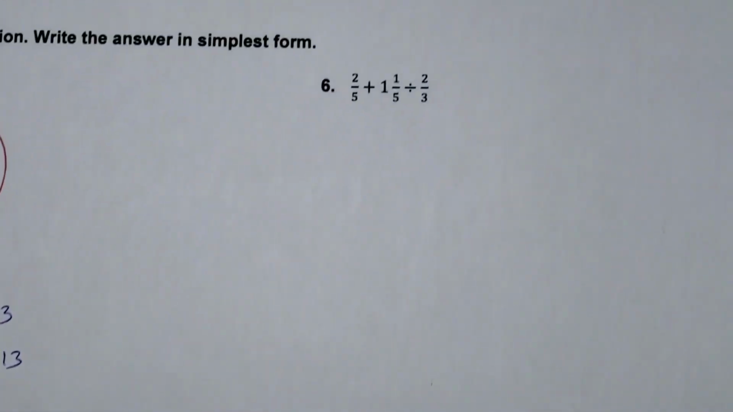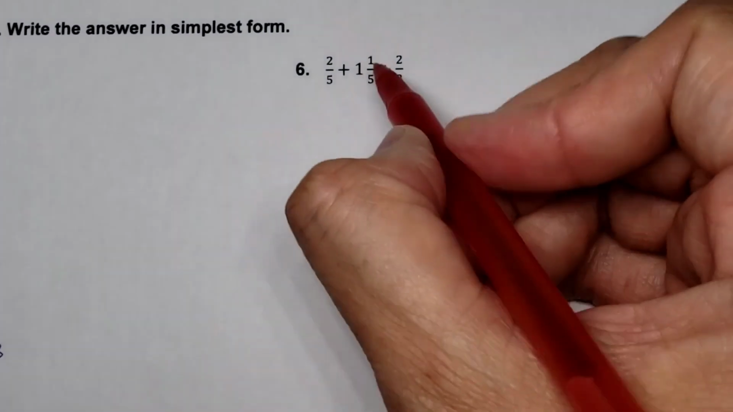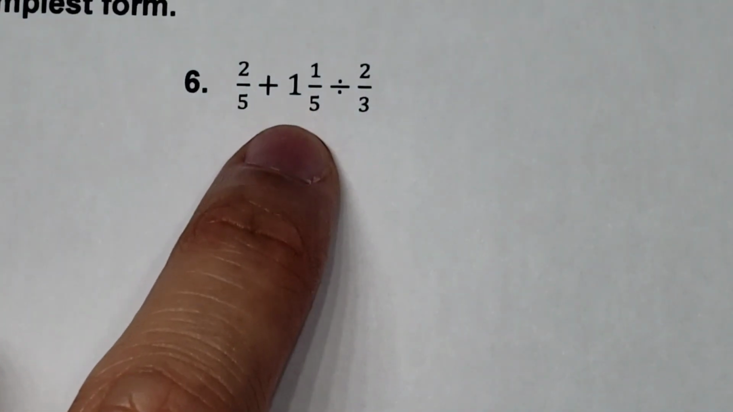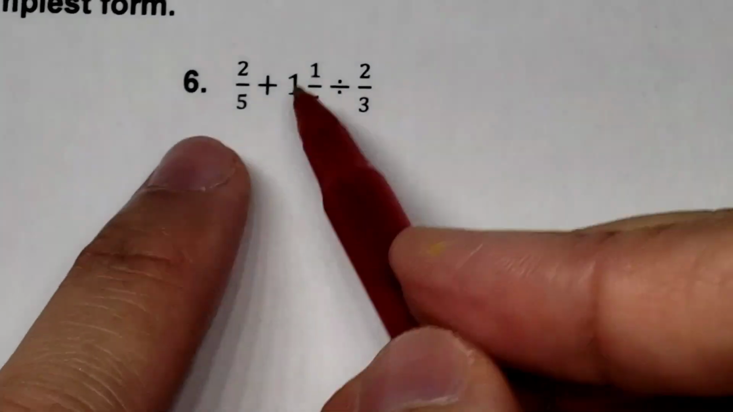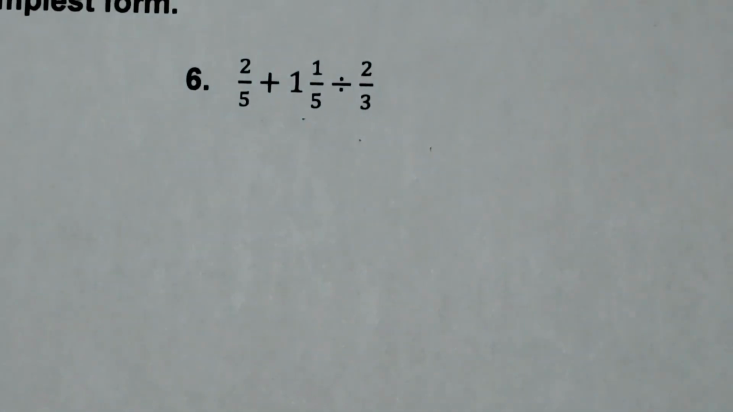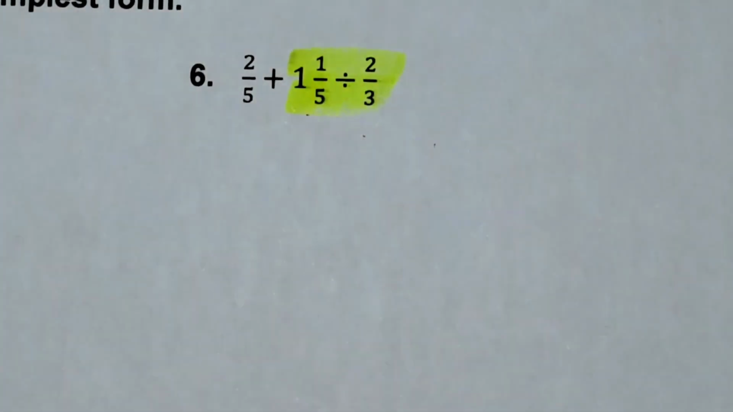Now, number 6, the last one. I'm almost at 15 minutes. So, again, look at this. It's 2/5 plus 1 over 5 divided by 2/3. We're not going to add first. We're going to divide first. Order of operations. Okay? So let's do this division problem.